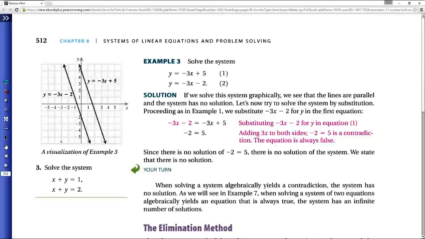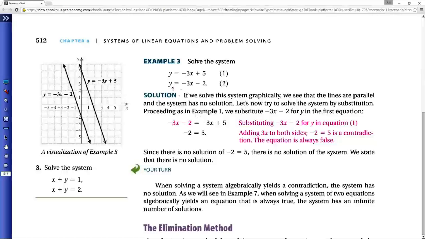We don't realize that these are parallel lines, though there are some clues, if you remember, especially when both are in slope-intercept form. They say, hey, these have the same slope and different y-intercepts. The only way that can happen is if they are parallel lines. But let's say you don't catch that. So they start using substitution.